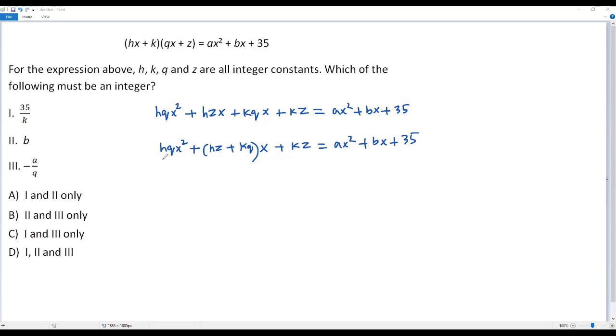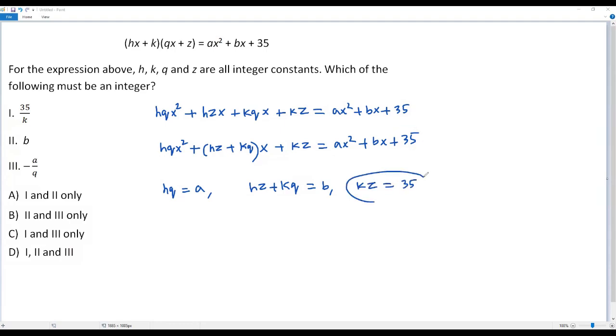Now let's consider the coefficient of x² on the left side, that is hq. The coefficient of x² on the right side is a. The coefficient of x on the left side is hz + kq, and on the right side it is b. The constant on the left side is kz, and the constant on the right side is 35.